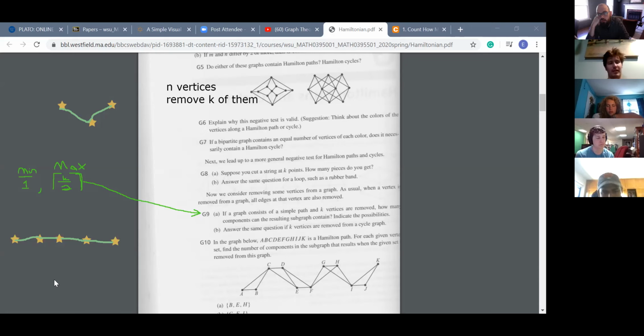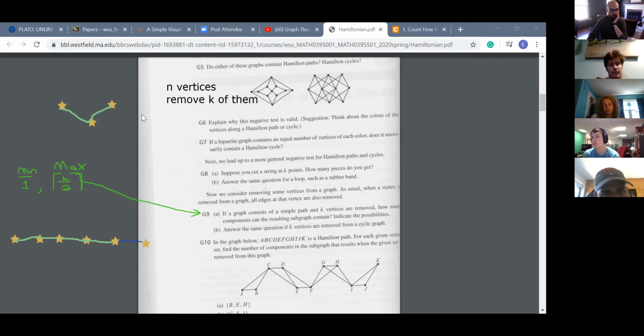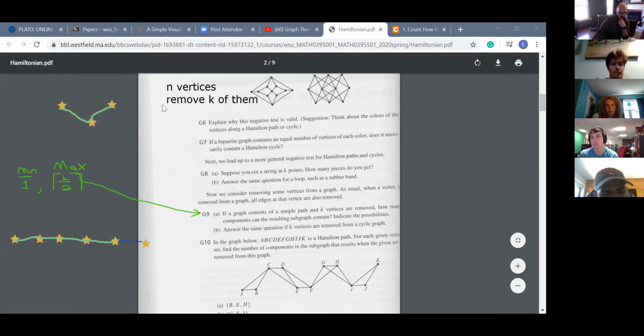I don't see why not. So I mean, let's keep trying. So for 3, you got 1 and 2. So let's try a path that's a little bit longer, right? So let's try just one more. We'll make it 6. We'll add another edge in here. So 1, 2, 3, 4, 5, 6.